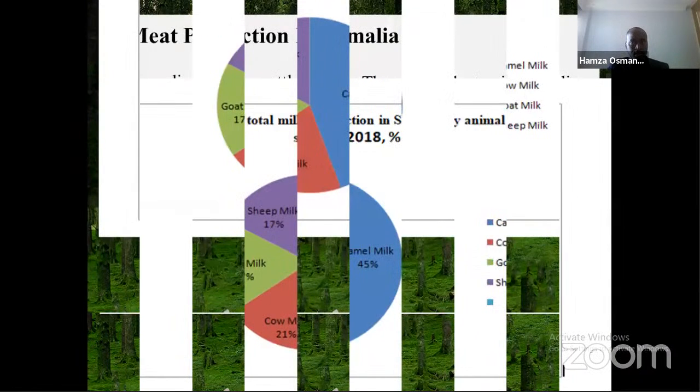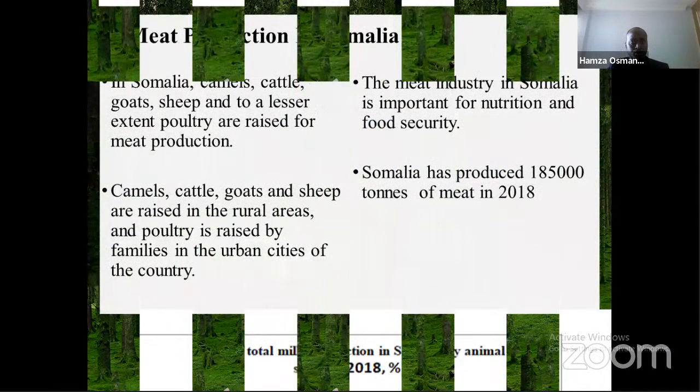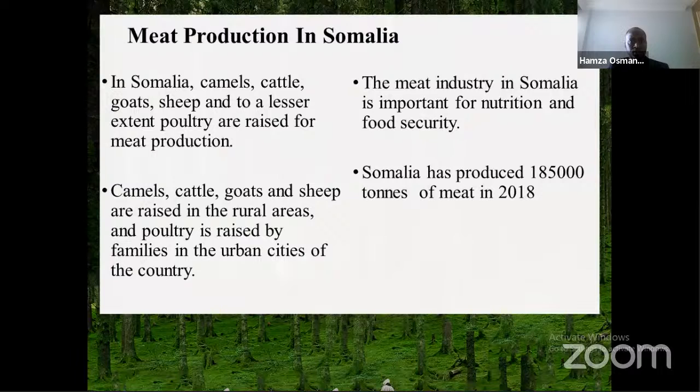In Somalia, cattle, goats, sheep, and to a lesser extent poultry are raised for meat production. Camels, cattle, goats, and sheep are raised in the rural areas, and poultry is raised by families in the urban cities of the country. The meat industry in Somalia is important for nutrition and food security. Somalia produced 185,000 tons of meat in 2018.